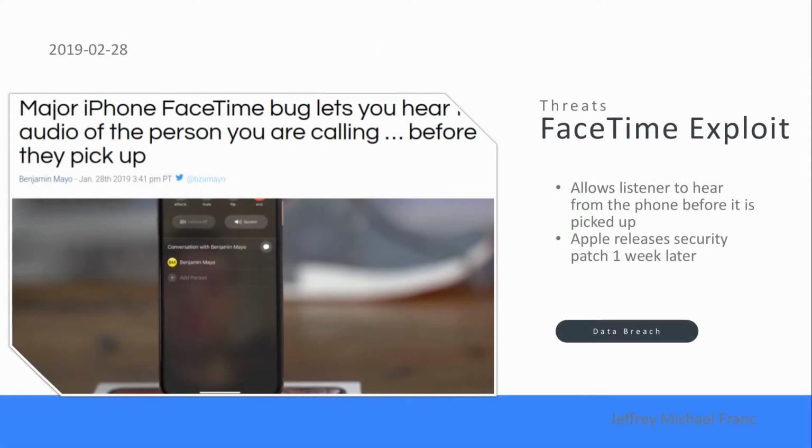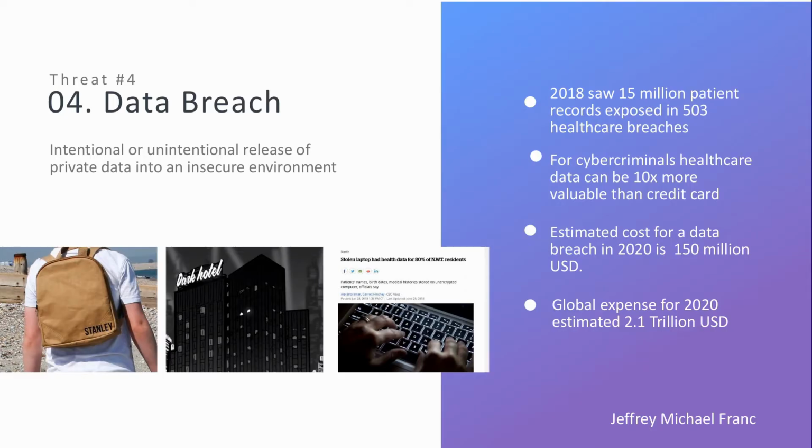Also in February of 2019, we saw that a major bug on the iPhone FaceTime app allowed you to hear the audio of the person you were calling before they even picked up the phone. Now, this was patched by Apple in a security patch only 1 week later, but is an excellent example of data breach. And data breach is the intentional or unintentional release of private data into an insecure environment.